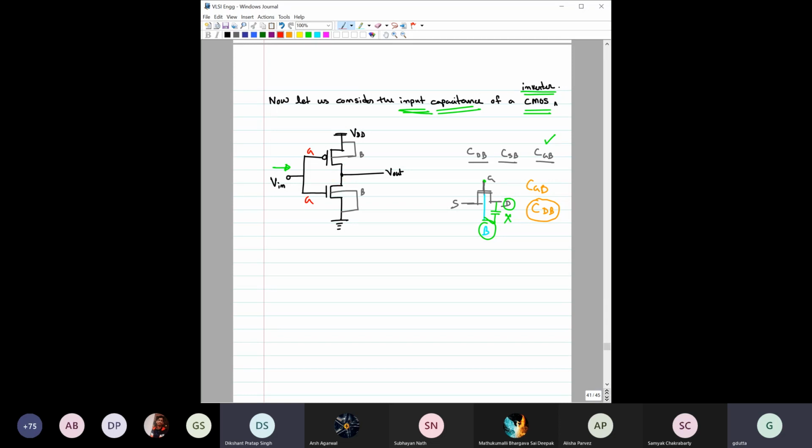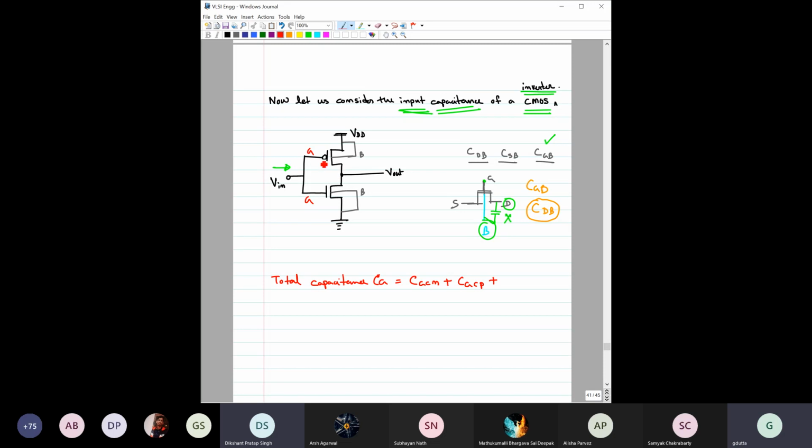Now the question is, let me write it here. The total capacitance CG would be equal to CGCN, gate to channel capacitance. I'm not dividing it into three components, I'm writing the total gate to channel capacitance for N, plus gate to channel capacitance for P, plus what else should I write if I consider the total gate capacitance? Am I missing something here? Any other capacitance other than the channel capacitance?